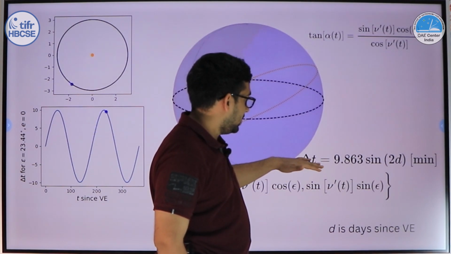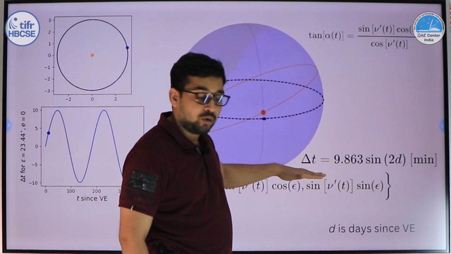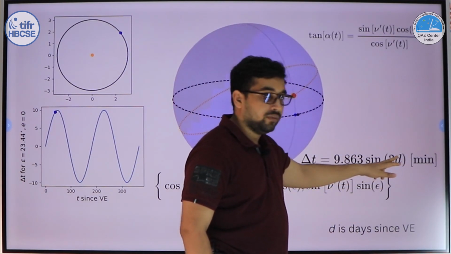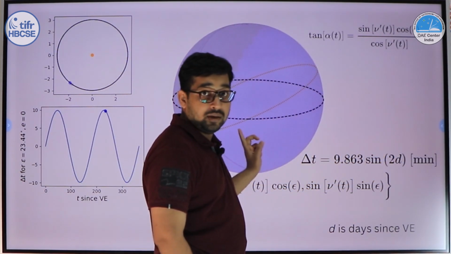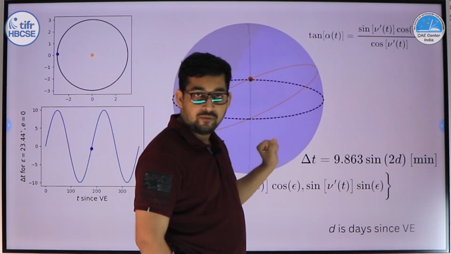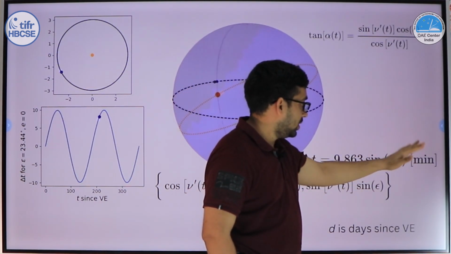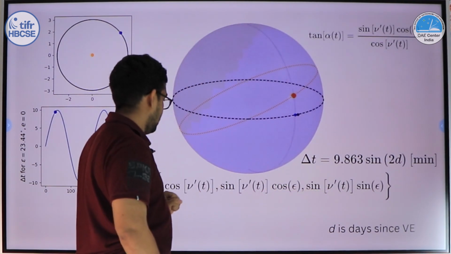This could also be approximated, the equation of time entirely due to obliquity, as around 10 times sine of 2d, where d is the number of days since vernal equinox. In the previous effect it was since perihelion, over here it is around vernal equinox. This will give the equation of time in minutes.